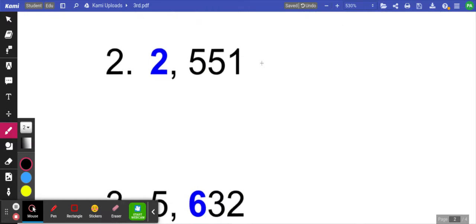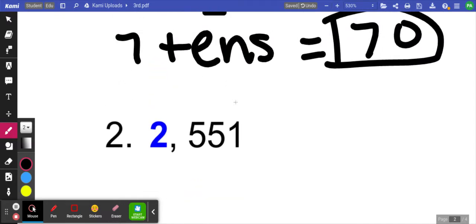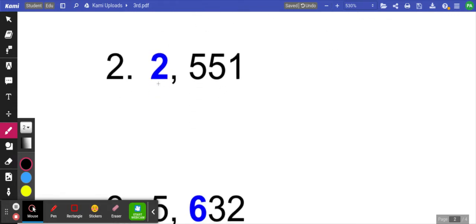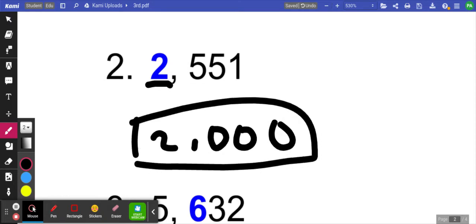Now, for something like number 2, we don't need to write it down like this, 7 tens. You can easily just know, oh, this is in the thousands. There's a 2 in the thousands, so what would you get? Well, it's simply 2,000. And that is your value.